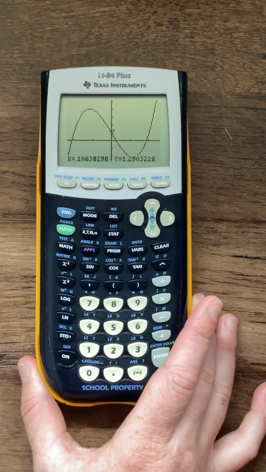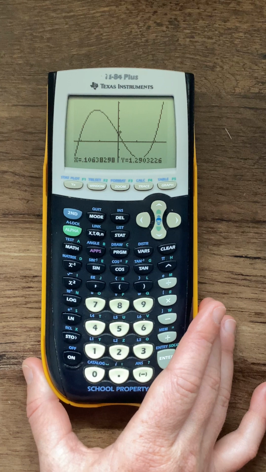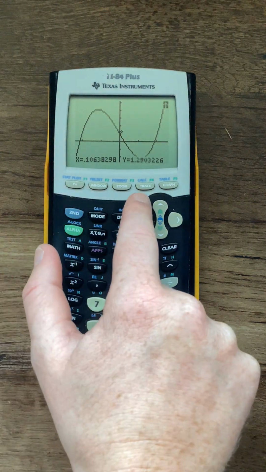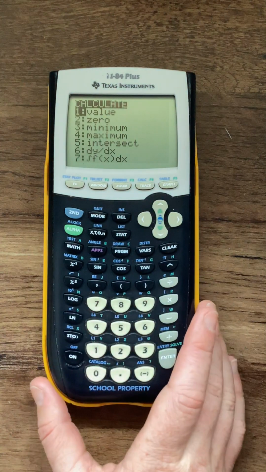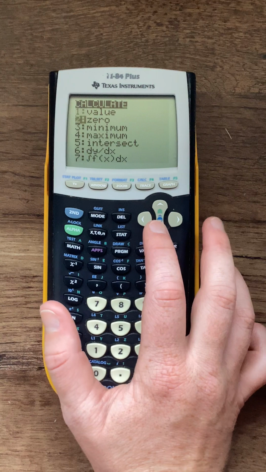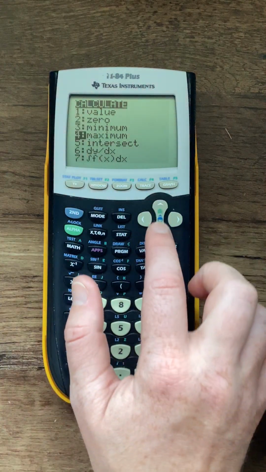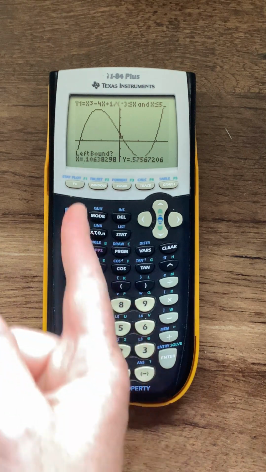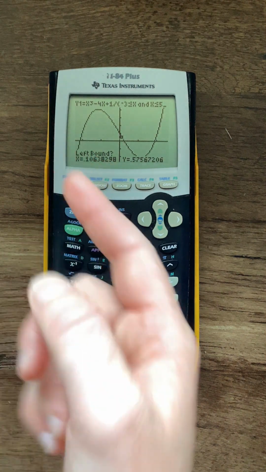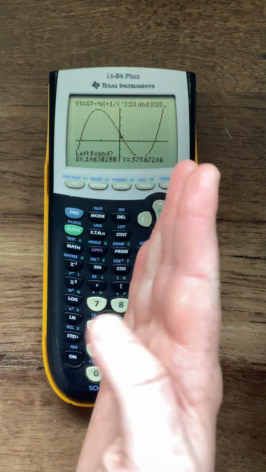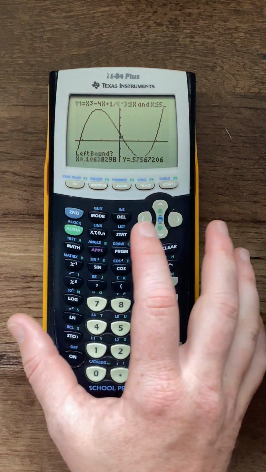So first, let's start with finding the maximum. The way that you do this is you hit second, and then you hit trace. And that takes you to this screen here, the calculate screen, and you say, okay, I'm looking for my maximum. So you go down, use your little arrows to get to maximum, hit enter. Okay, and then it's asking you left bound. Okay, so you use these two arrow keys, this guy and this guy, to go to the left side of your maximum.